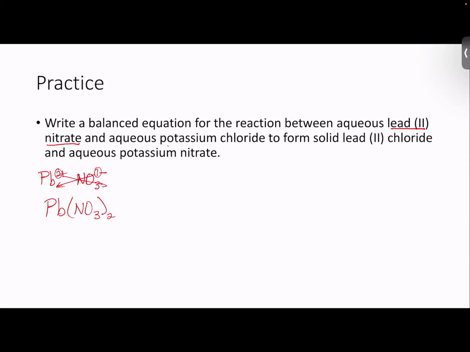I'm combining that with potassium chloride. The formula for potassium is K+. The formula for chloride is Cl-. This occurs in a 1-to-1 ratio, so KCl. These are aqueous according to the problem. That produces, or forms, or yields, or makes, however you want to say that synonym, lead(II) chloride.